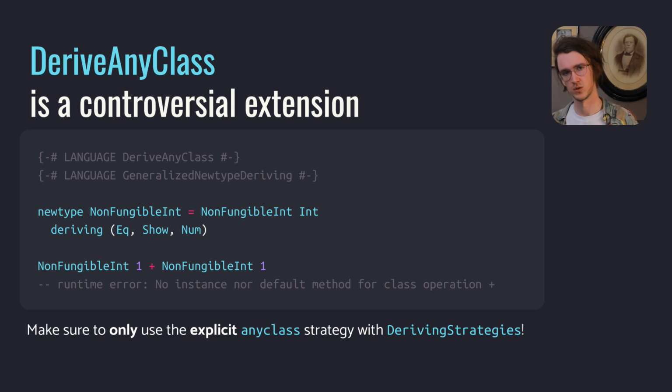DeriveAnyClass is also a controversial extension because it can mess up the predefined or preferred strategies. For instance, GeneralizedNewtypeDeriving. Just imagine getting an unexpected empty instance out of nowhere. Here we try to derive a newtype Num instance as we've done before, but this time the Num instance is empty because of DeriveAnyClass. The best part is that the issue shows up at runtime. Make sure to only use the explicit anyclass strategy with deriving strategies.